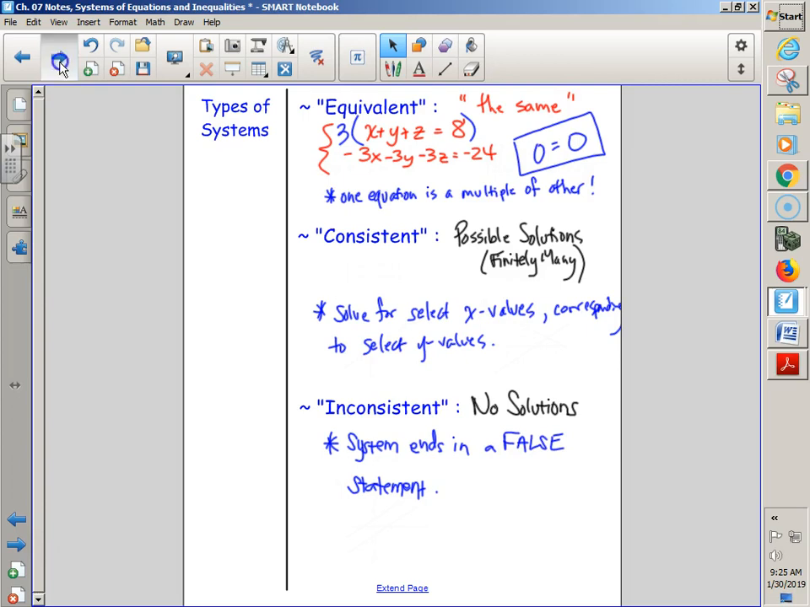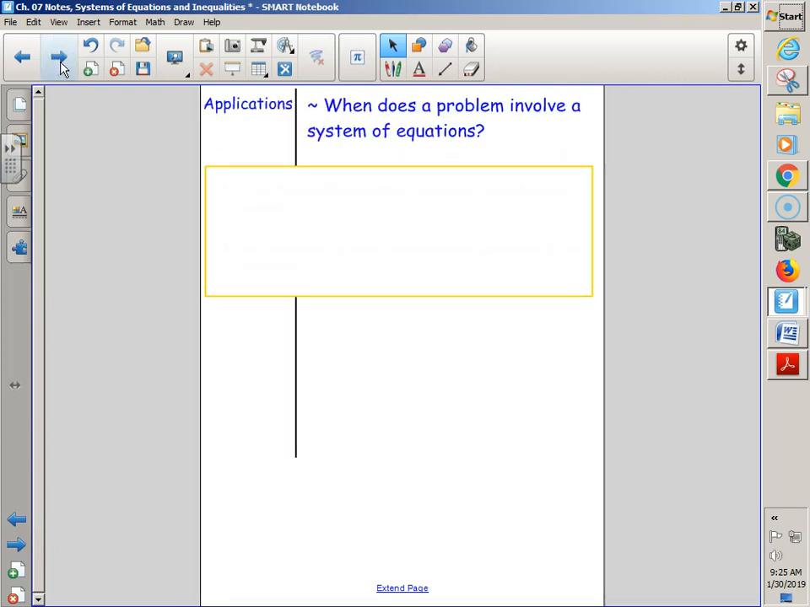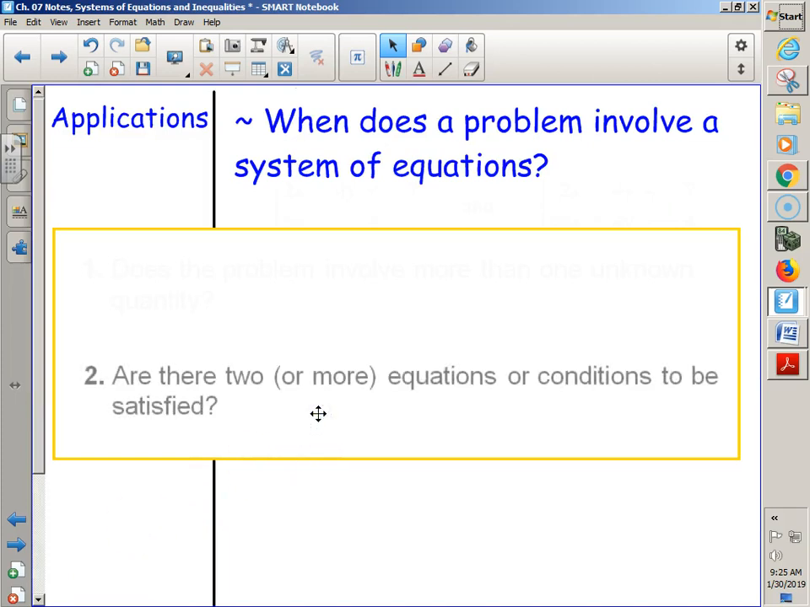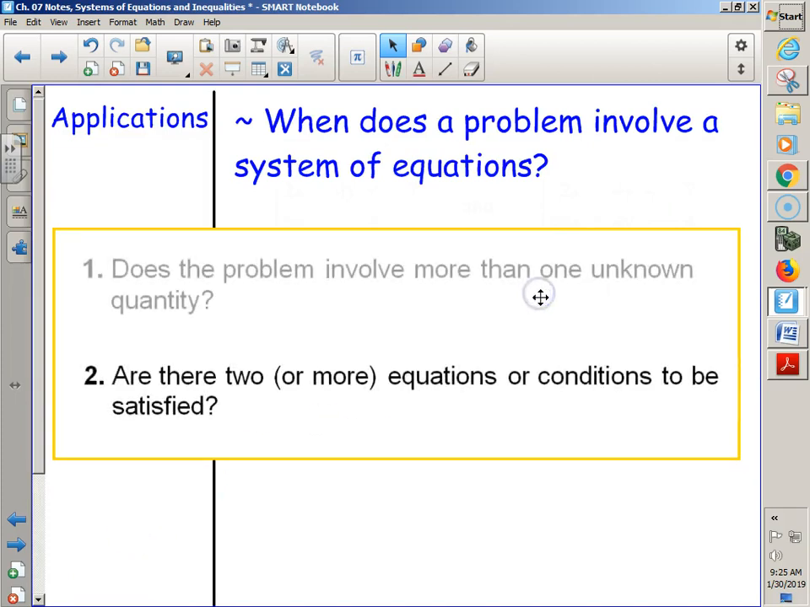Ready, set? So applications. Where does this section end? Word problems. Are you going to have some? Probably. How do you know a system is necessary in general?